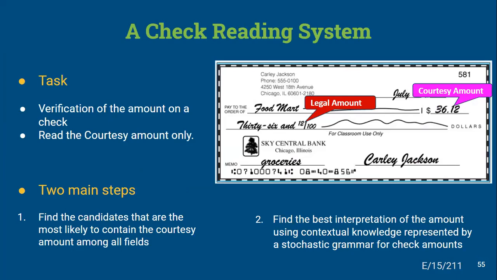The check reading system. The verification of the courtesy amount on a check is a task that is extremely time and money consuming for banks. There are mainly two steps. First, find the characters that are the most likely to contain the courtesy amount. Then, find the best interpretation of the amount using contextual knowledge represented by a stochastic grammar for check amounts.